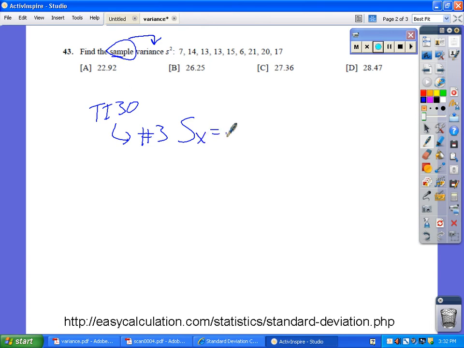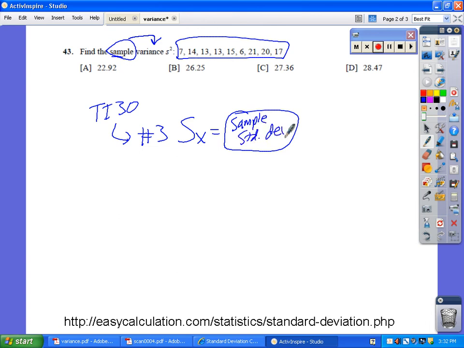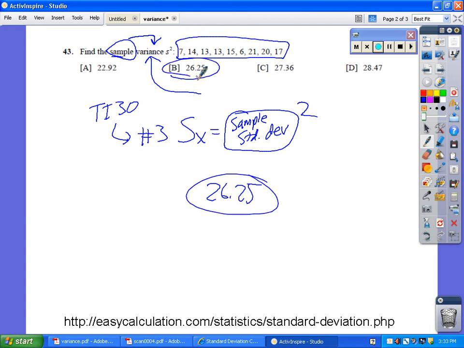So we're putting these things into the list feature. We're getting the sample standard deviation, and then we're going to square that because we're looking for the variance. The relationship between standard deviation and variance is that the variance is the standard deviation squared. So I put this in here, and 26.25 is what I got when I did that. So that's sample versus population.